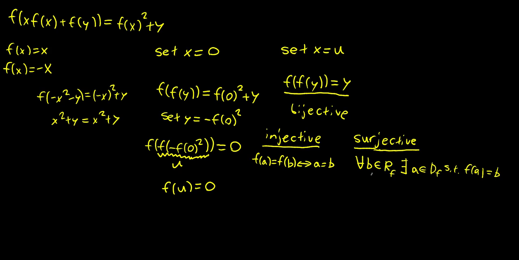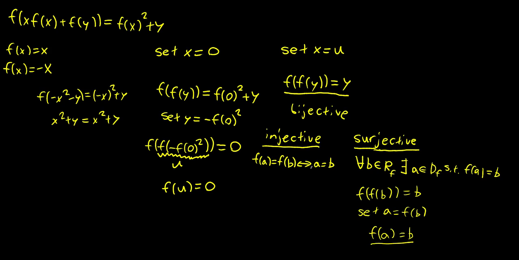So first, for surjectivity, we first note that f of f of b equals b, since it's an involution. And then if we just set a equal to f of b, we get our desired result, which is that f of a equals b. So we've proven that it is surjective.